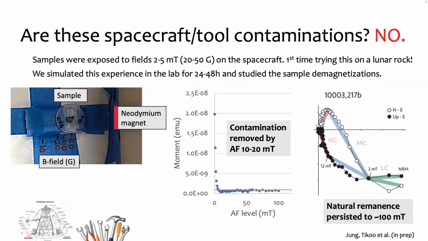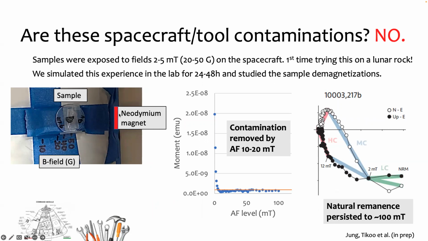Just to be extra sure, we wanted to rule out the possibility that these rocks are recording fields from the spacecraft. So samples were actually exposed to fields of 2 to 5 millitesla, or 20 to 50 Gauss, if you think in CGS units, on the spacecraft. So what we wanted to do was simulate this experience in the lab and see what that contamination actually looks like in these lunar samples.